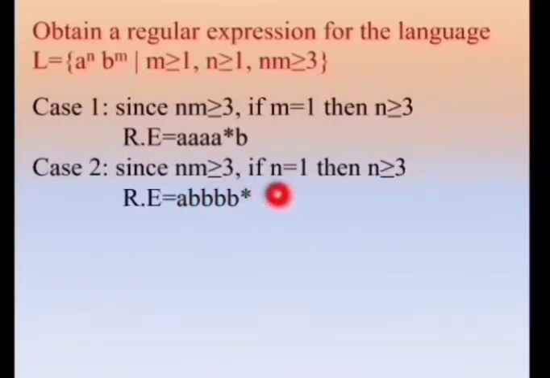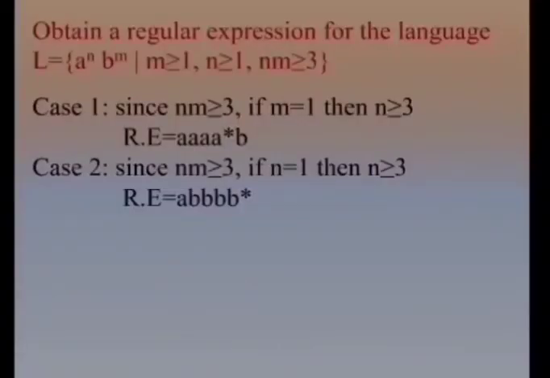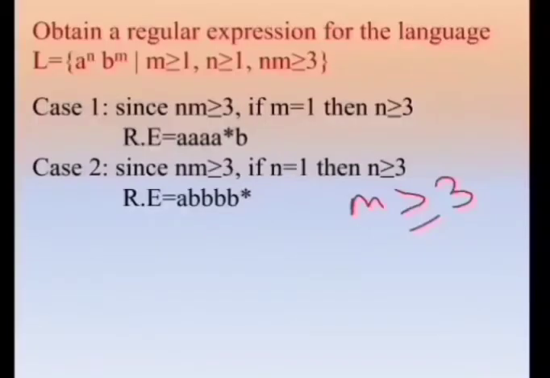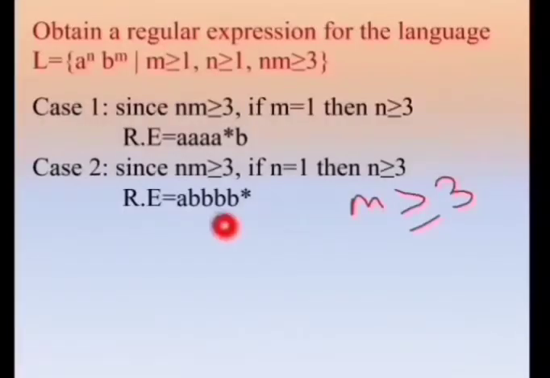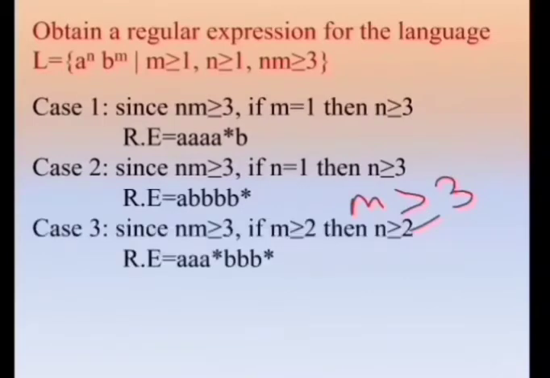Similarly, for the second case, since we need to have n into m greater than or equal to 3, if we keep n is equal to 1, then m should be greater than or equal to 3. So the regular expression is a into triple b, that is m is equal to 3 condition, greater than 3 will be satisfied by b star. n is equal to 1 means we have 1 a.